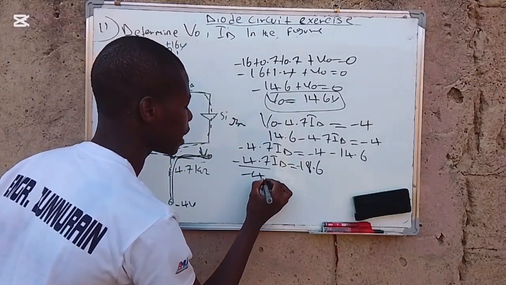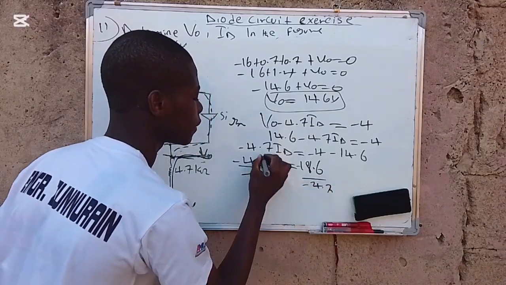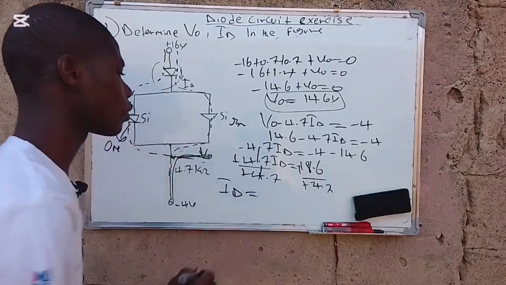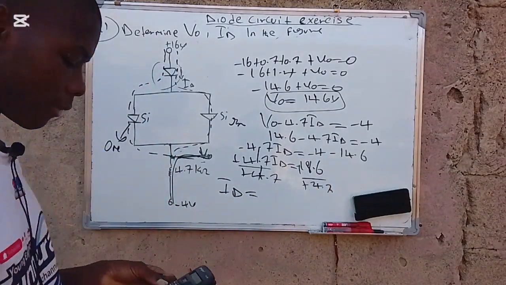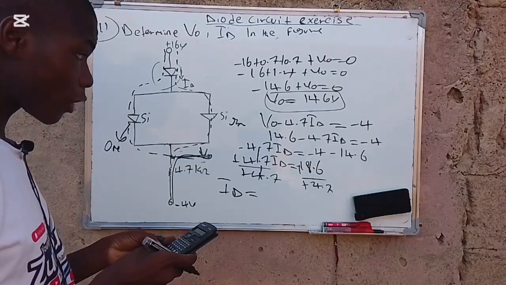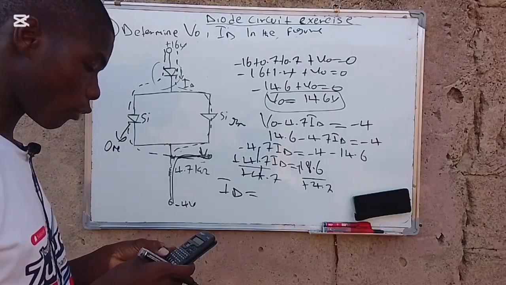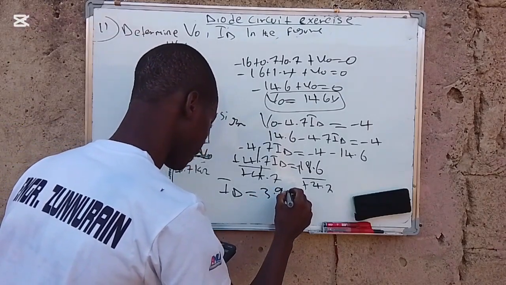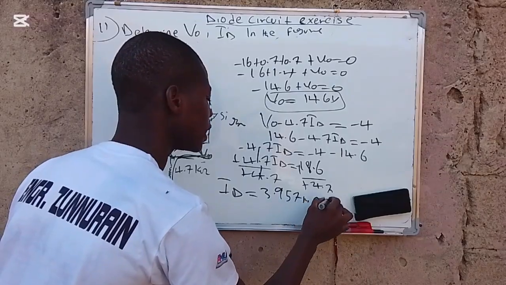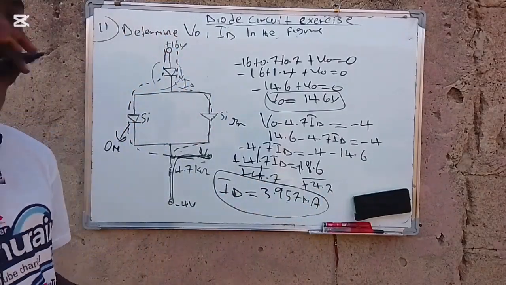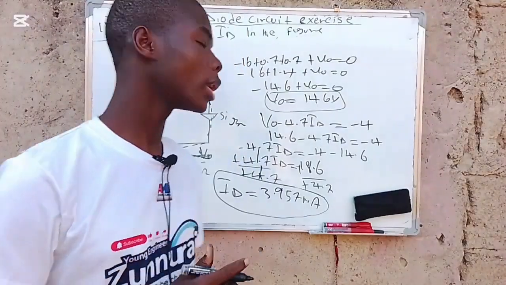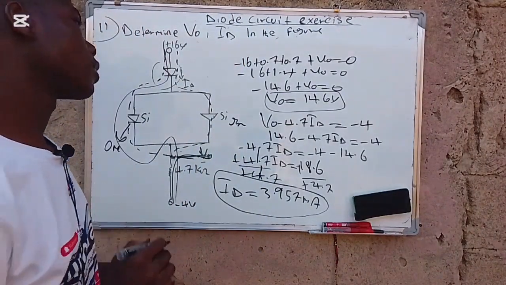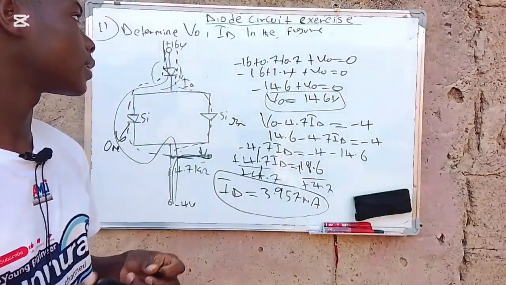Divide both sides by minus 4.7. This will cancel this. Negative will cancel all negatives. So the ID should now be equals to 18.6 divided by 4.7. So this should now be 3.957 milliamps. And also, if you are to find the current using the second way, you can come across from here to here to here, off to this ground. So this is all I have for you for this 11th question.